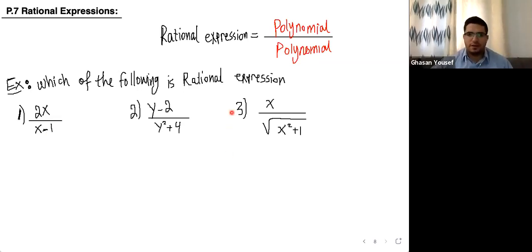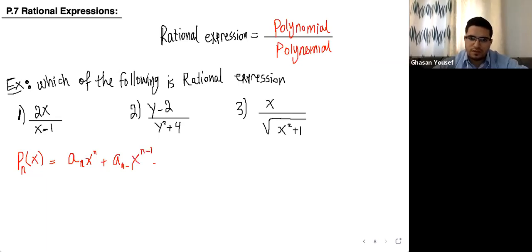So I can remind you here the polynomial is, and in the end I give you the formal definition for a polynomial: p of x equals anything of the form a_n x to the power n plus a_(n-1) x to the power n minus 1 plus dot dot dot plus a1 x plus a0. This is the formula of a polynomial.